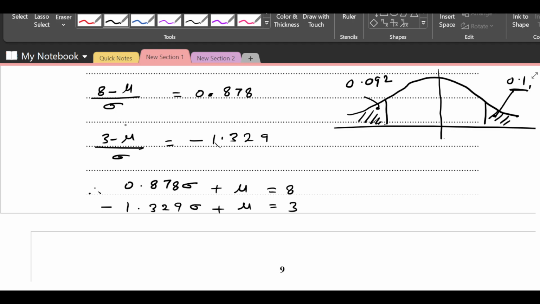So the result for sigma is 2.266, and mu is 6.011.